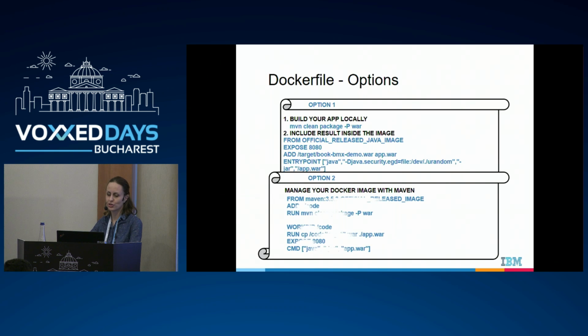Option 2, manage your Docker image with Maven. There is an official Maven repo that gives you both Maven and an official release Java image. So you can take any of the official release Java images. And you can again run mvn clean package with your profile and create your Java application. And again, the commands are pretty straightforward and easy. As you would do it in the local environment, from the command line, you would say java -jar app.war. So you would start it from the command line. This is how the Docker image would be created for you when this is being built and later pushed.